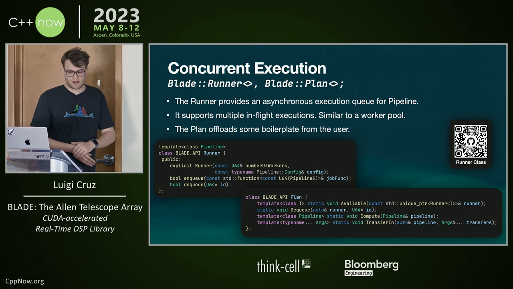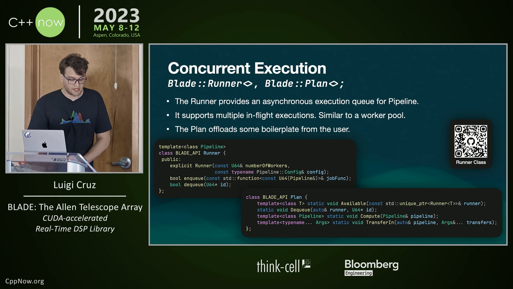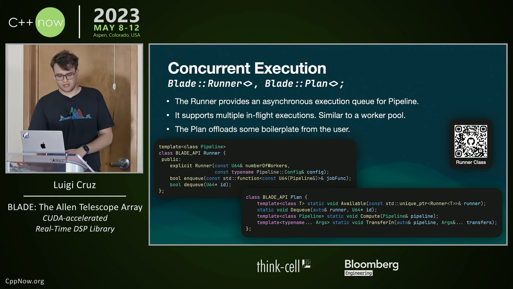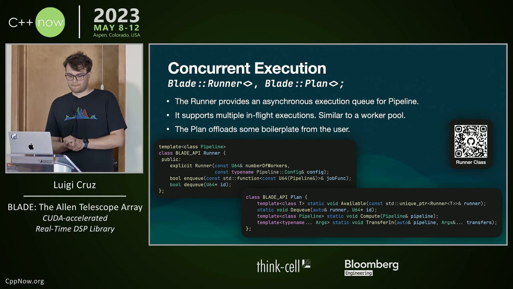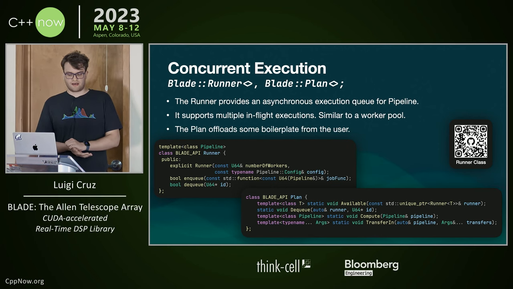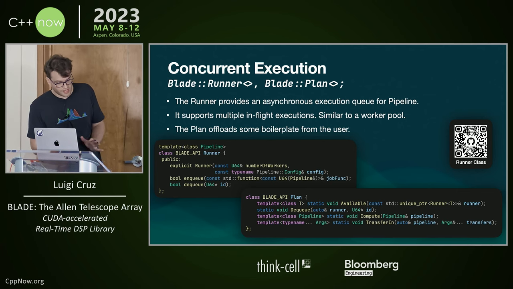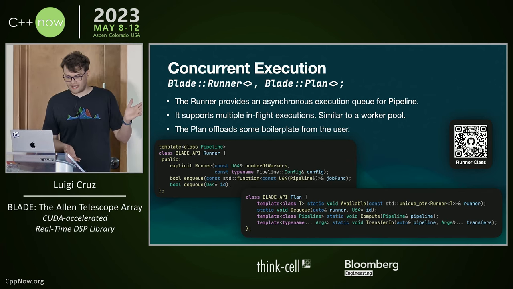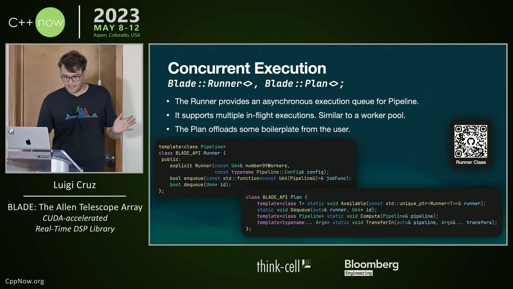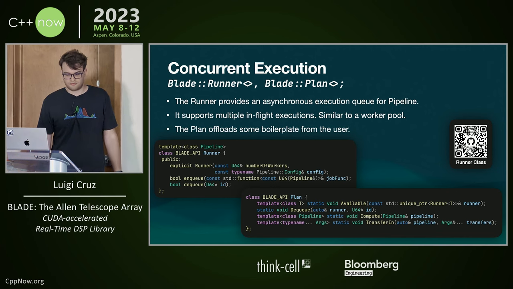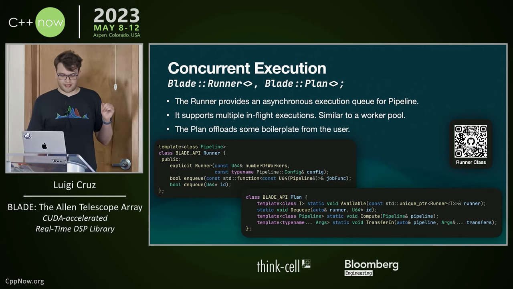So let's talk about concurrent execution now. We have pipelines that represent a bunch of modules, and we know that every operation inside a pipeline is asynchronous. Now we need a way to execute them in parallel and track their status. To do that, we created Blade Runner, a class that provides an asynchronous execution queue for pipelines. And this also supports multiple instances of a pipeline being executed at the same time.